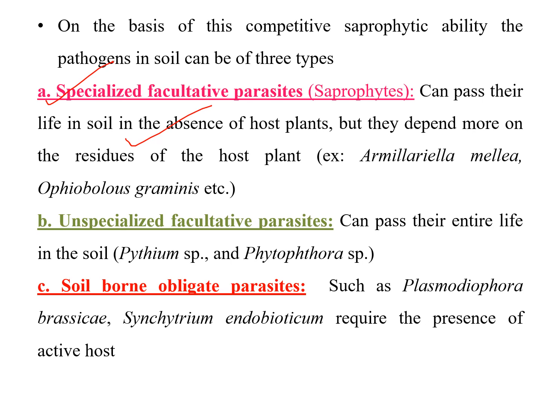And coming to the third category, soil-borne obligate parasites. Obligate parasites, the name itself indicates that they require the host plant. Example, Plasmodiophora brassicae and Synchytrium endobioticum. They require the presence of an active host. So based on competitive saprophytic ability, the pathogens in the soil can be divided into three categories. One is specialized facultative parasites, that is saprophytes, another is unspecialized facultative parasites, and the third is soil-borne obligate parasites.